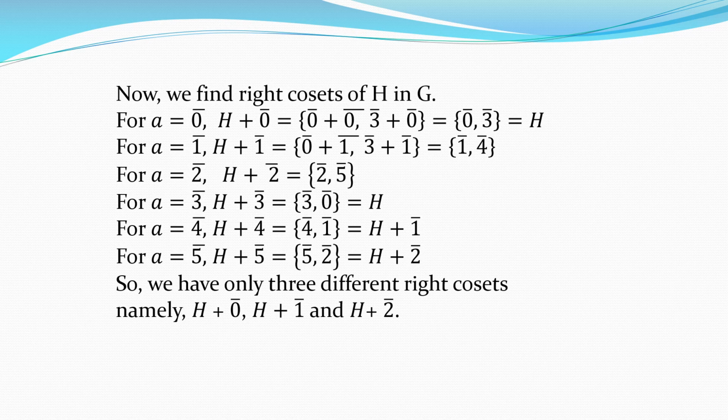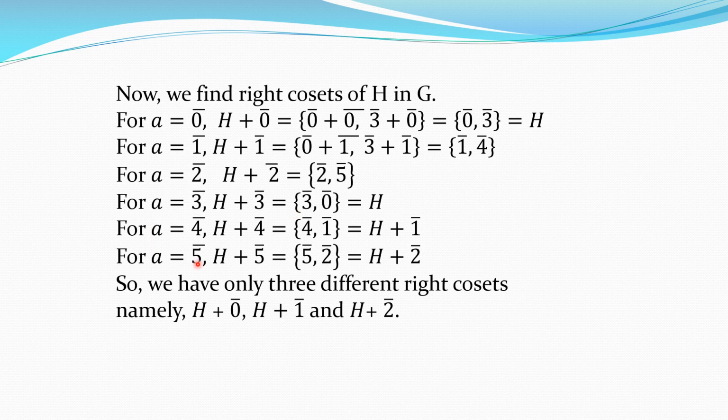So here to every element of H, we are adding that fixed element a from the right side. For a equal to 0̄, the right coset H plus 0̄ is 0̄ plus 0̄, 3̄ plus 0̄, which is {0̄, 3̄}, equal to H itself. Then a equal to 1̄. So H plus 1̄ is 0̄ plus 1̄, 3̄ plus 1̄, which is {1̄, 4̄}. Same way for a equal to 2̄, adding 2̄ to every element of H from the right side, it is {2̄, 5̄}.